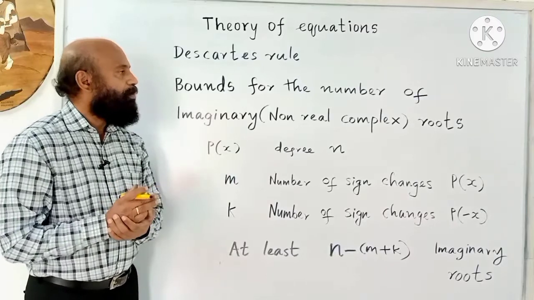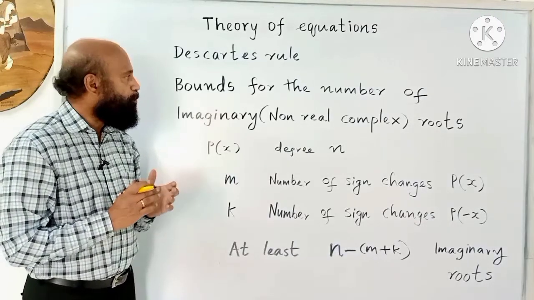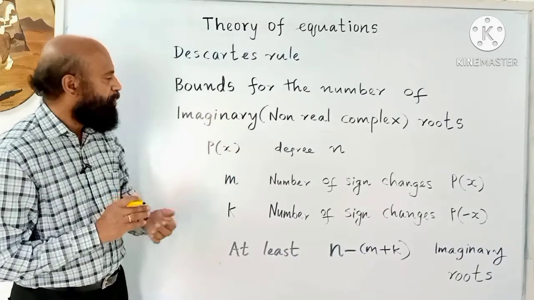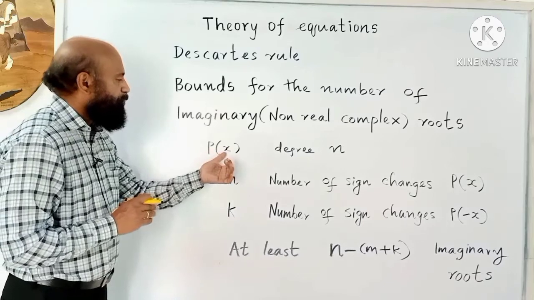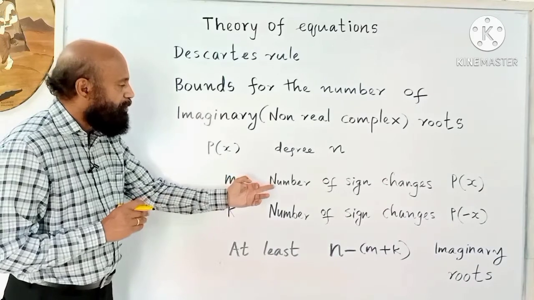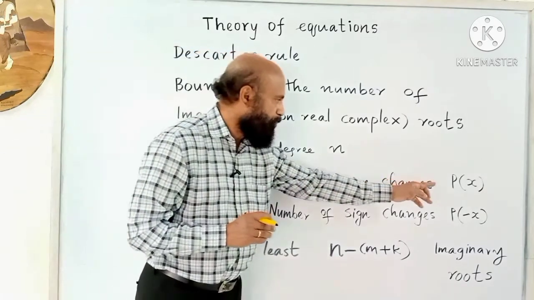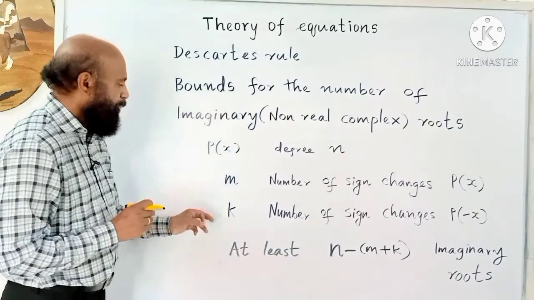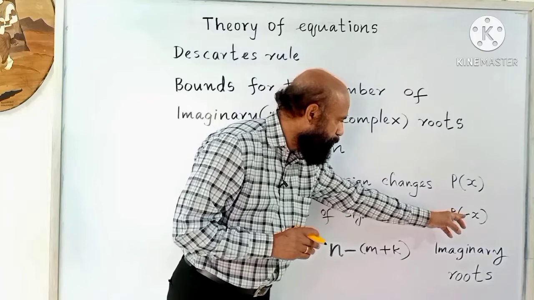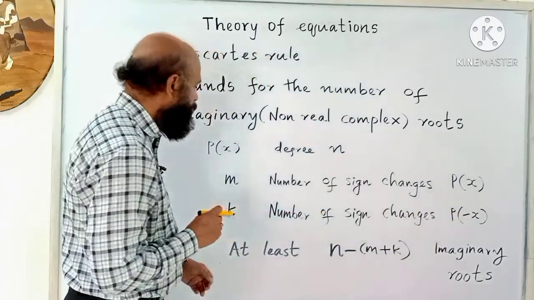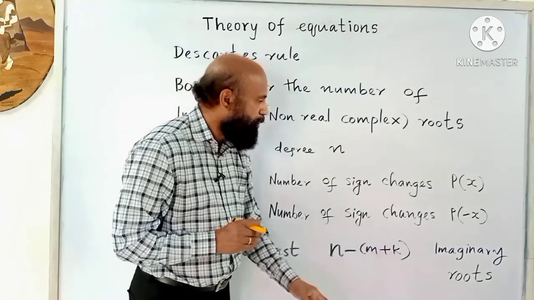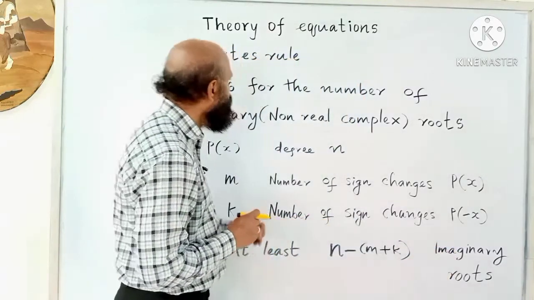Using Descartes' rule, we can find the lower bound for the number of imaginary roots. Let us see. P of x is a polynomial of degree n. m is the number of sign changes of P of x, and k is the number of sign changes of P of minus x. Then there will be at least n minus m plus k imaginary roots. That means it's giving the lower bound.